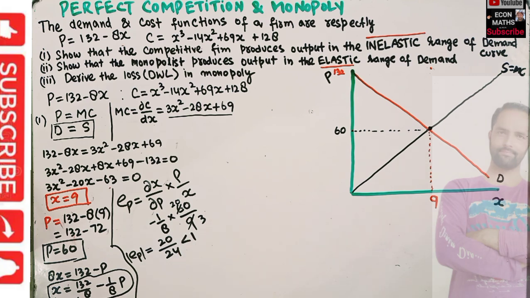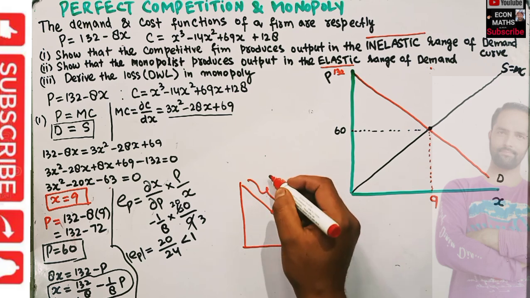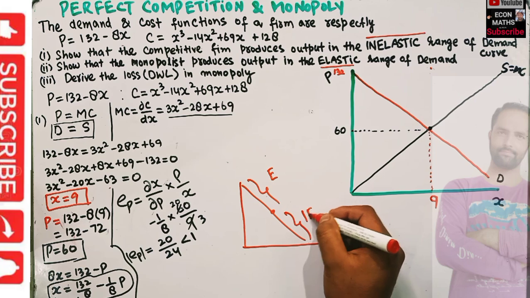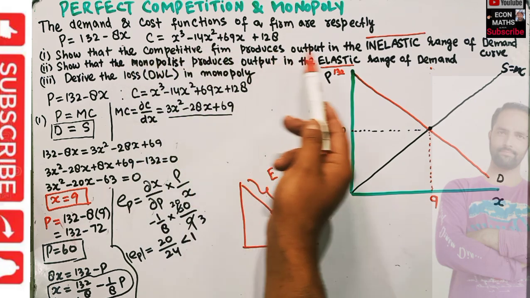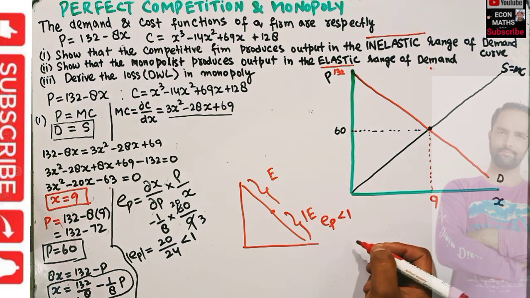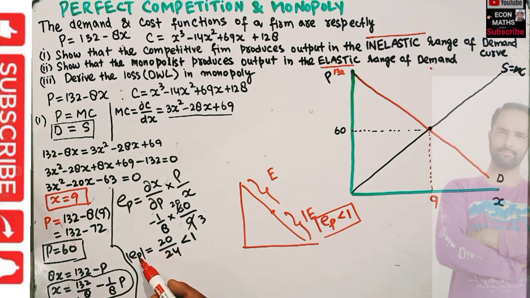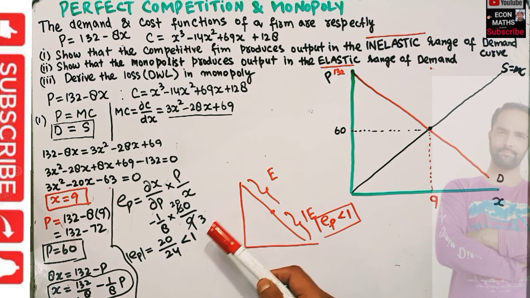In the beginning of this video, we were told that the upper half denotes the elastic range, and this denotes the inelastic range. We were told to show that the competitive firm produces output in the inelastic range of demand. So we got elasticity of demand which is less than 1. When elasticity of demand is less than 1, we say demand is inelastic. So we can easily say that the competitive firm produces output in the inelastic range of the demand curve, because we got the price elasticity of demand for the competitive firm less than 1. So this was about perfect competition.